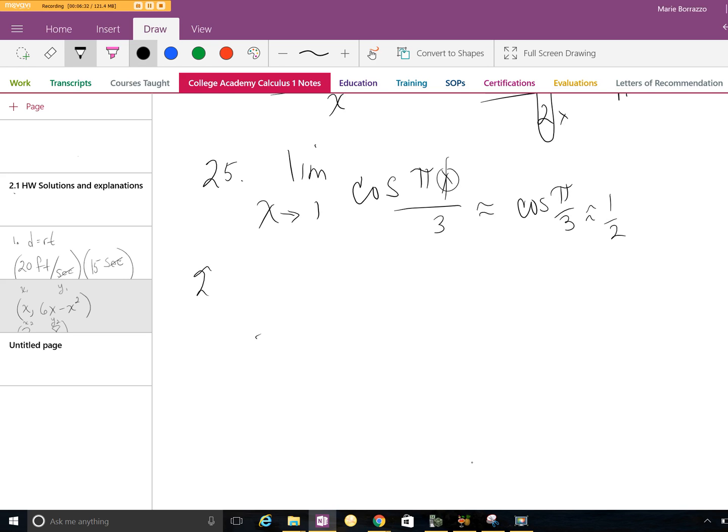Alright, number 26. Number 26, you have the limit as x approaches 2, and they're giving you pi x over 2. That would be sine of pi x over 2. So this would give you sine of pi times 2 over 2.